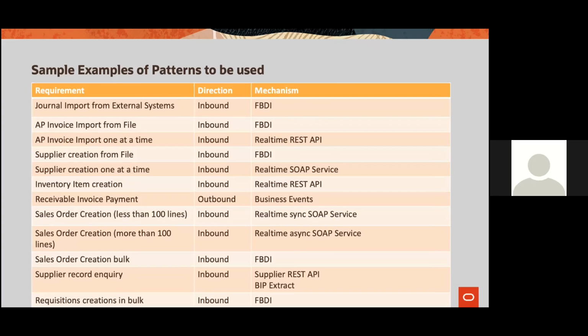So with that, I have a small cheat sheet. If you had particular scenarios, what would you use? For example, a journal import from external systems is a no-brainer. You probably use FBDI. If you want to create AP invoices from a file, you use FBDI. But if you want to create AP invoices one at a time, where somebody is generating one invoice at a time, then feel free to use REST API. If you want to do a supplier record inquiry, you can use supplier REST APIs, but you could also use the BIP extract. If you want to send out receivable invoice payments, then you could use business events.